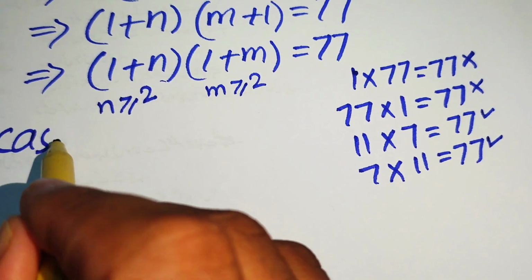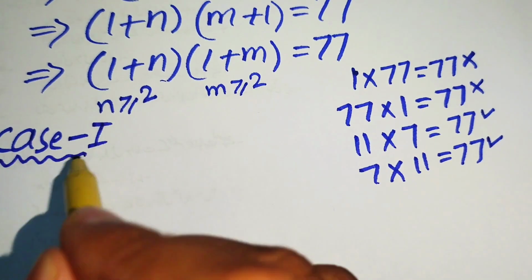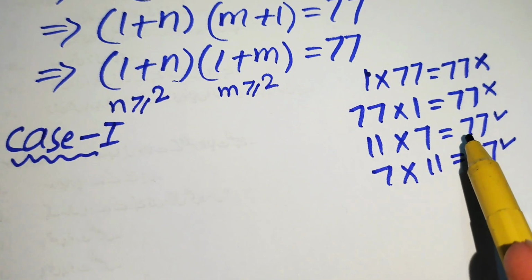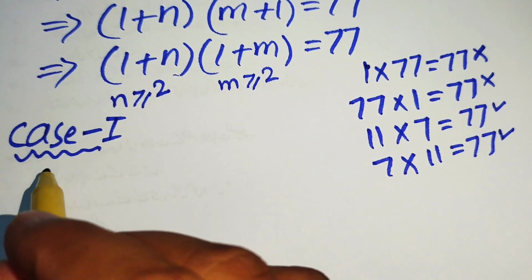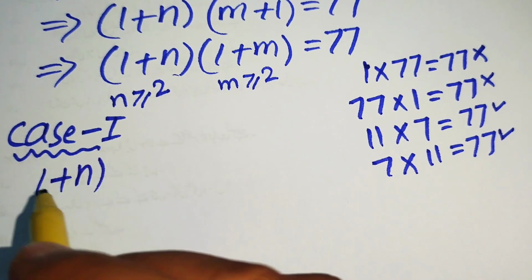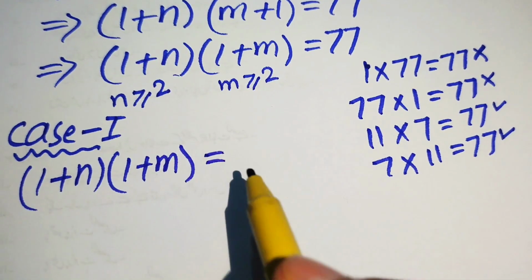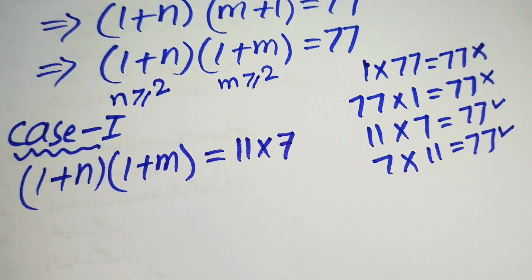So now first we solve this question for case number 1. In case number 1 we choose 11 times 7 is 77. So we just replace the 77 with this, and we write it as (1 + n) times (1 + m) equals 11 multiplied by 7.